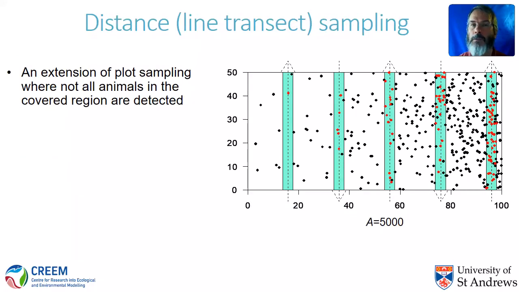I now want to stretch your minds a bit and contrast the idea of plot sampling that you now understand with a very closely related concept called distance sampling. So again, same study area, same population of animals. In this case, the same number of strips, 5. But now notice something unique about these strips. These strips are now wider.